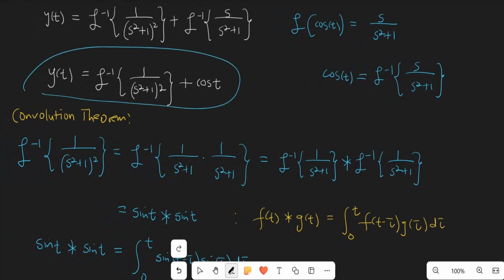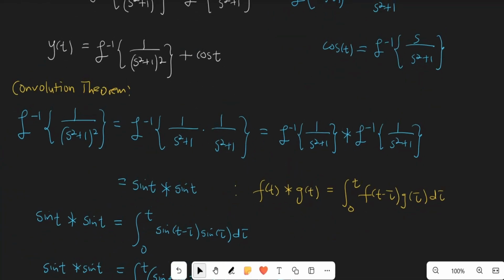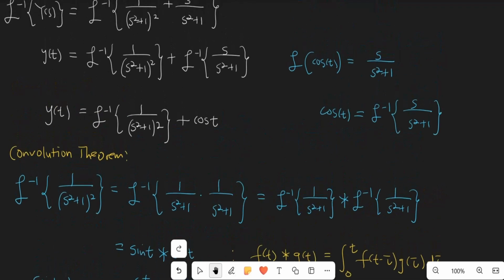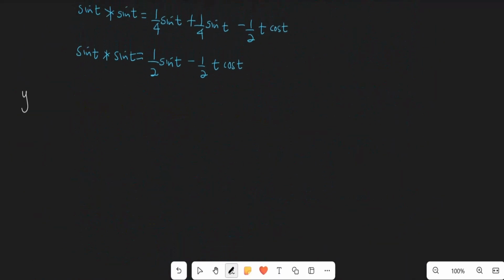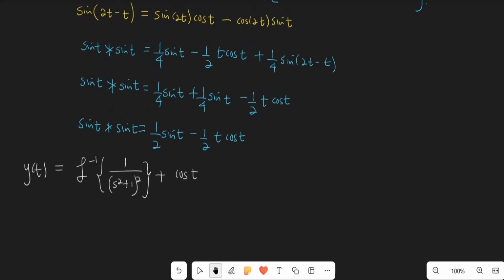So what I have to do is to go back up here and now finish up with our solution. So y of t, which is our solution, is this. So that is the Laplace inverse of this one, which we just found, plus cosine of t. And cosine of t was the Laplace inverse of this guy. So y of t, which is our solution, is the Laplace inverse of 1 all over s squared plus 1 all squared, plus cosine of t. Right, this is what we have.